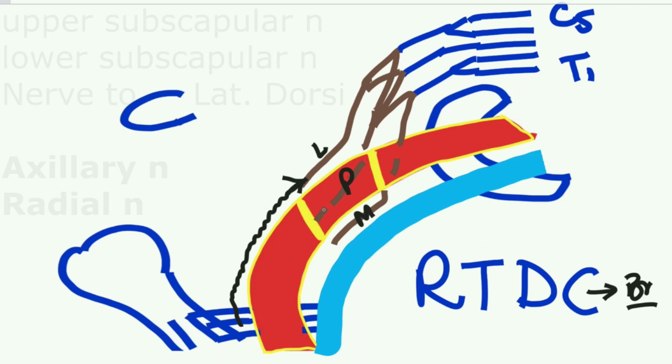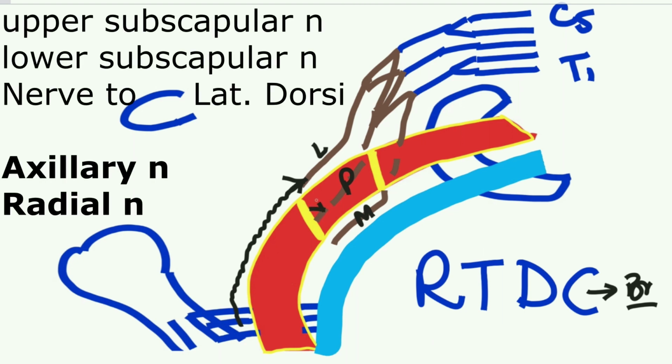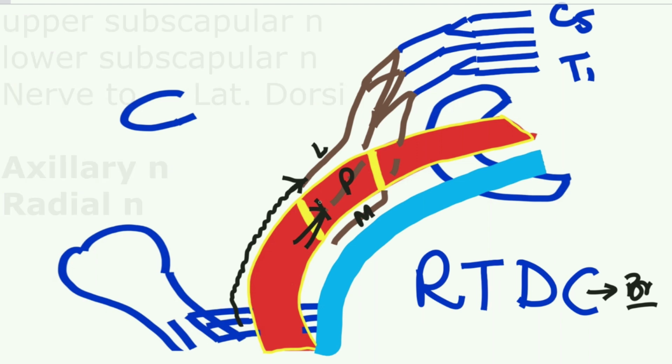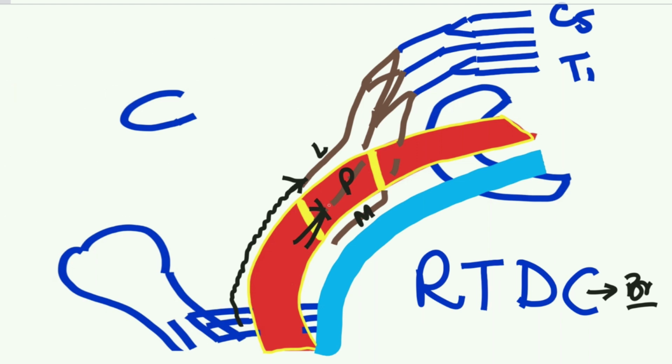Branches of the posterior cord are the upper subscapular nerve, lower subscapular nerve, nerve to latissimus dorsi, radial nerve, and the axillary nerve. Among these branches, the upper and lower subscapular nerves and the nerve to latissimus dorsi will not accompany towards the arm. It is the axillary nerve and the radial nerve that will move further towards the arm, towards their target. So these two nerves will be on the posterior aspect of the third part of the axillary artery.